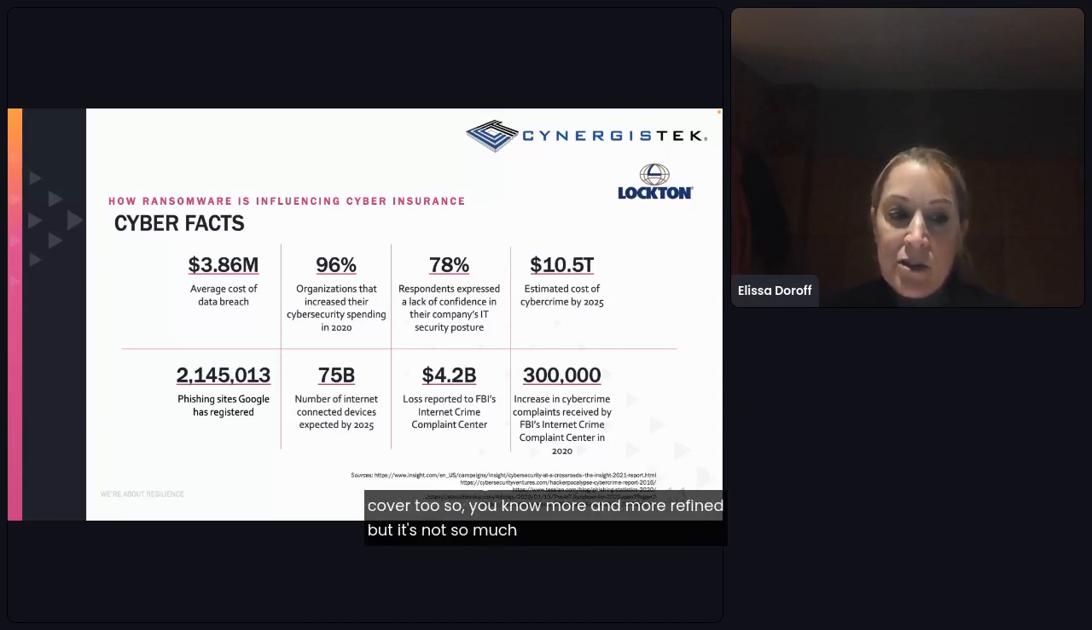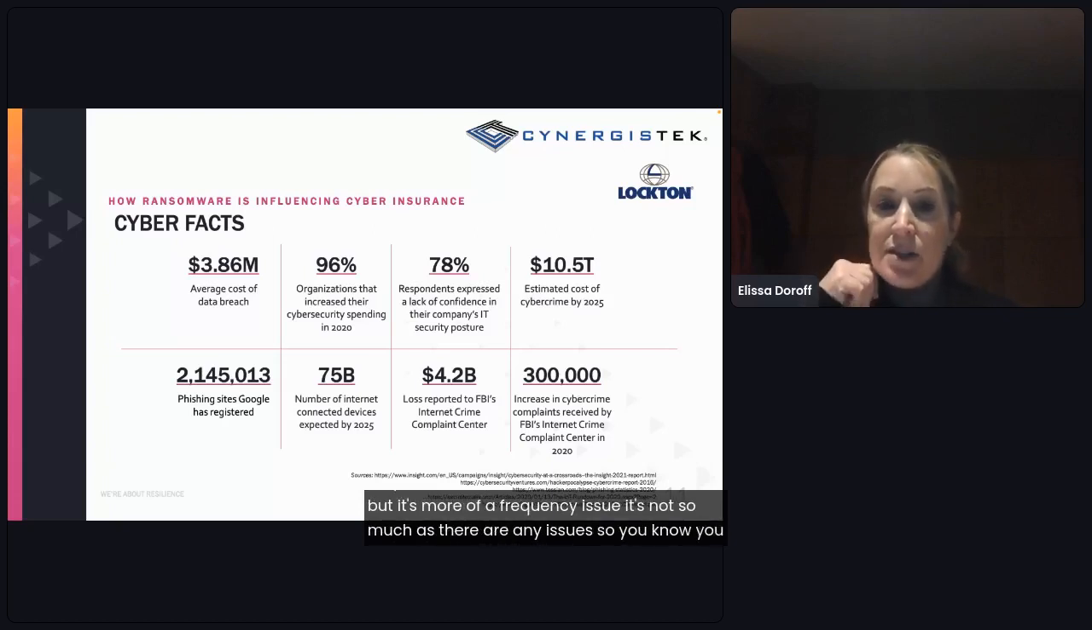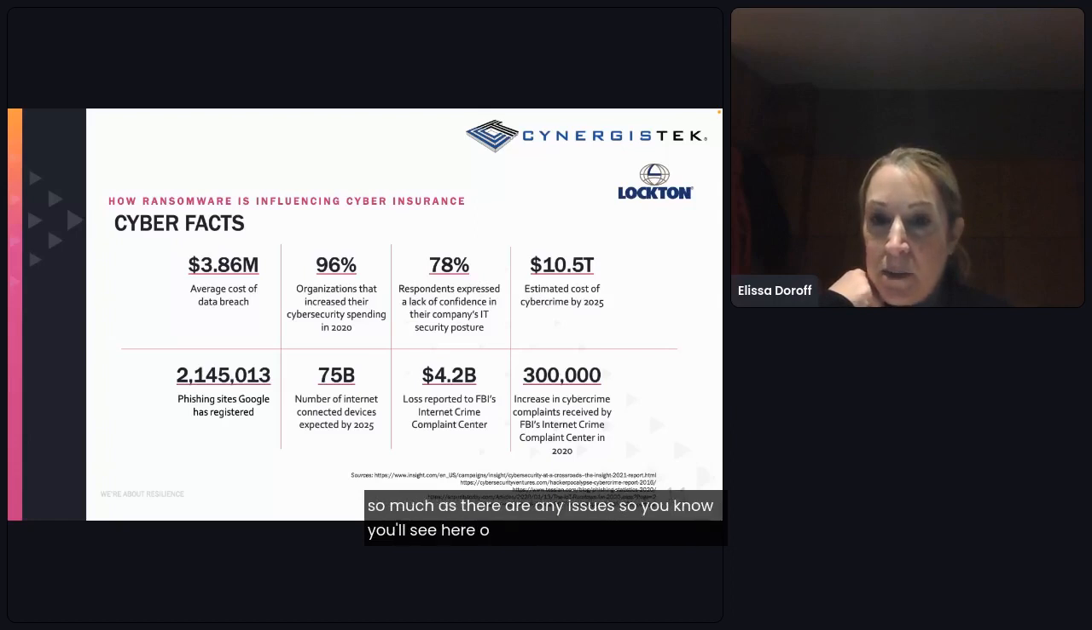But it's not so much these catastrophic events. Yes, they happen, and they're the ones we hear about in the news, but it's more of a frequency issue. It's not so much a severity issue. So, you'll see here the average cost of a data breach is $3.86 million. Of course, that is for entities of all sizes and across all industries.